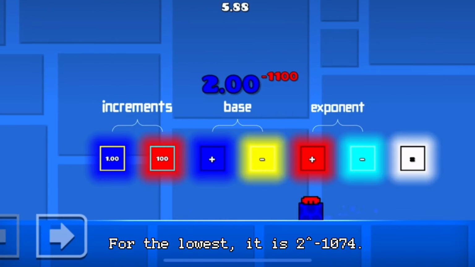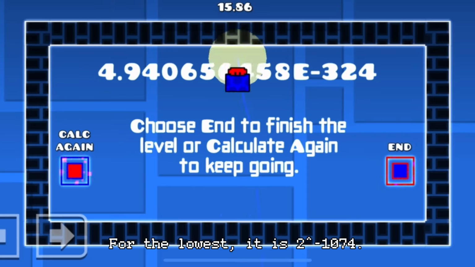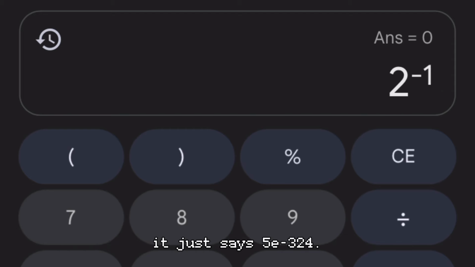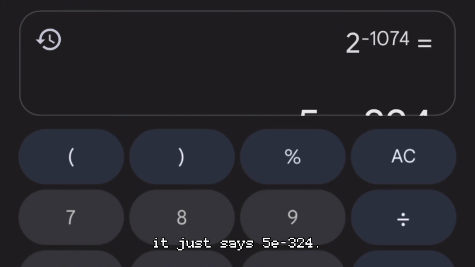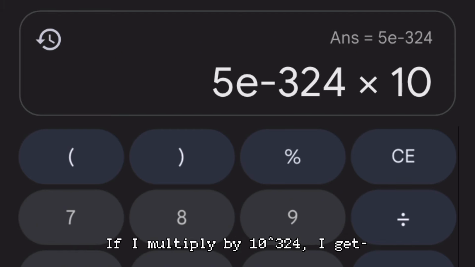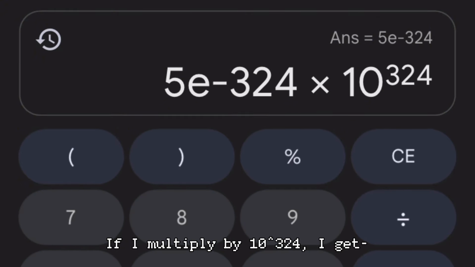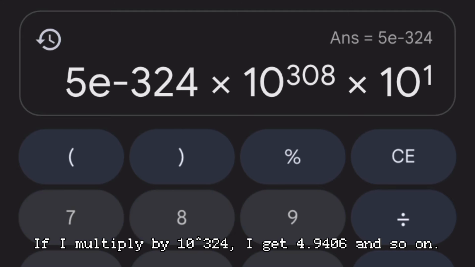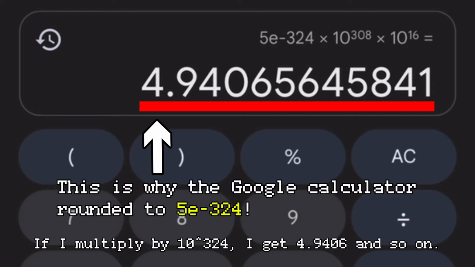For the lowest, it is 2^-1074. For some reason on the Google calculator, it just says 5e-323. If I multiply by 10^324, I get what? If I multiply by 10^324, I get 4.9406, and so on.